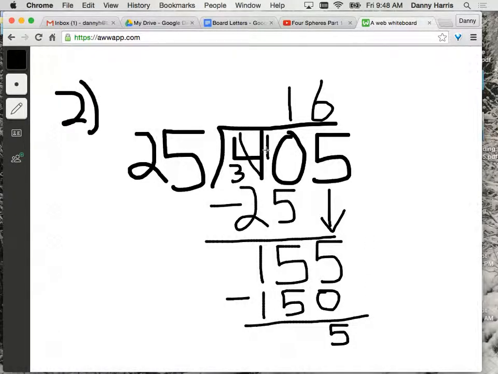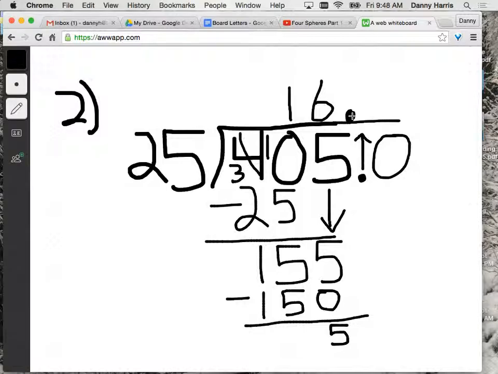Now, I started with 405, which is exactly the same as 405.0. So I can add a 0.0 here, and it doesn't change this number at all. 405 is the same as 405.0. However, if I have a decimal point, I now need to put it up into my answer. So my answer is going to be 16 point something.